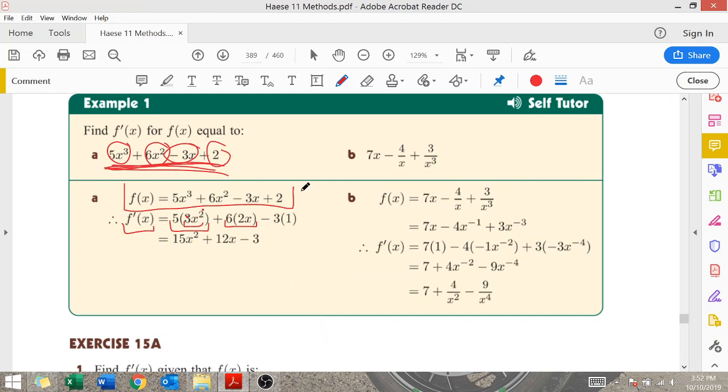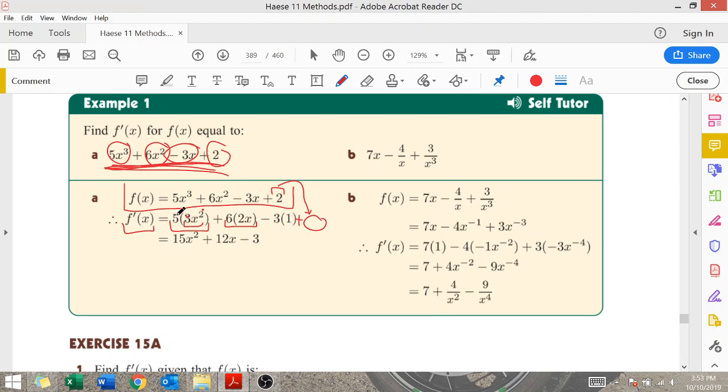Last of all, we can't forget we've got this fourth function on the end. This fourth function is a constant, so the derivative of any constant is, say it with me, 0. Very good, so plus 0.